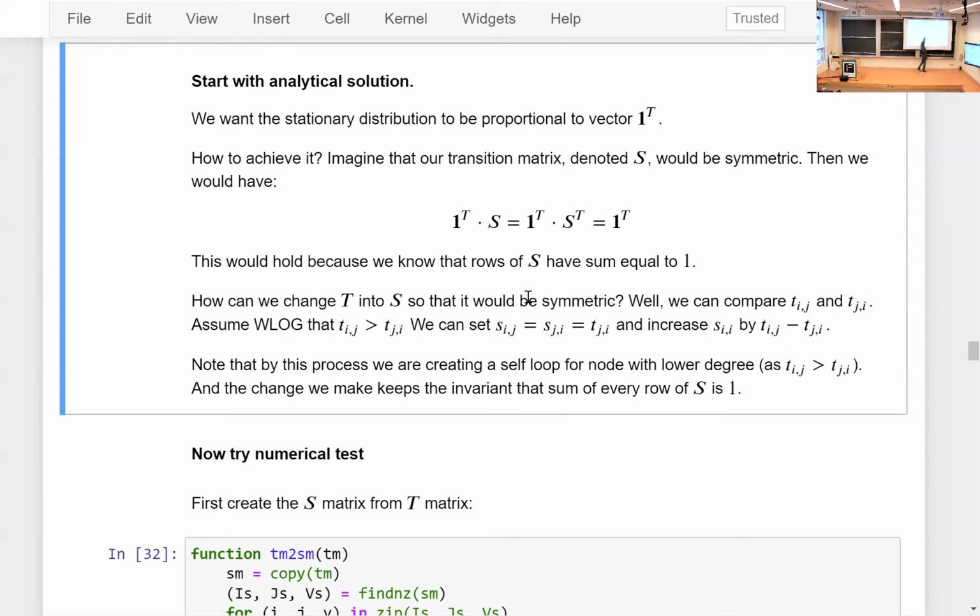If you have two things that should be symmetric, and one is in excess, move the excess value to the diagonal. So you set those values to be equal and increase the diagonal by the difference. If you change your definition of your walk this way, you get a symmetric matrix. If you get a symmetric matrix, this walk will be uniform. With uniform probability, we'll visit every node.